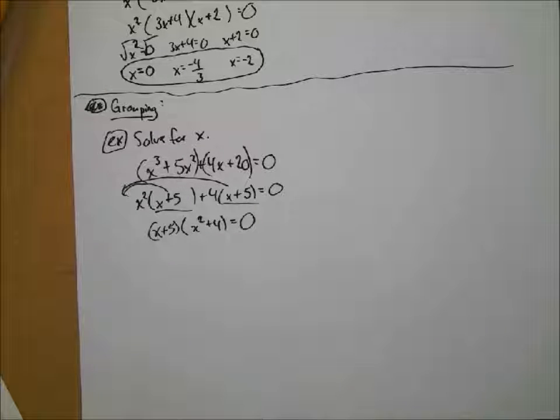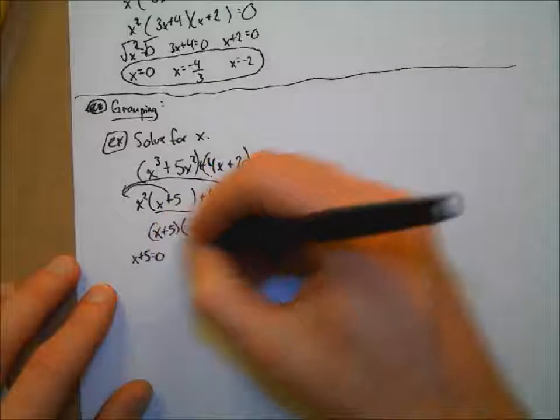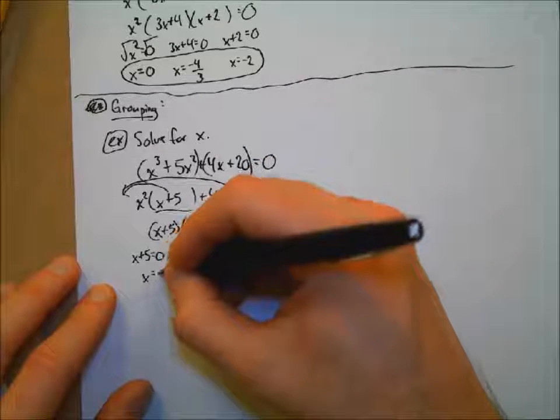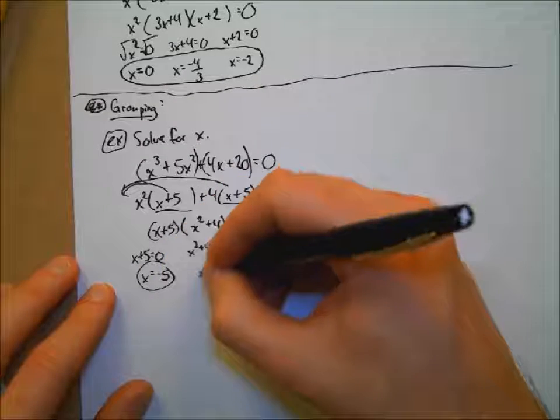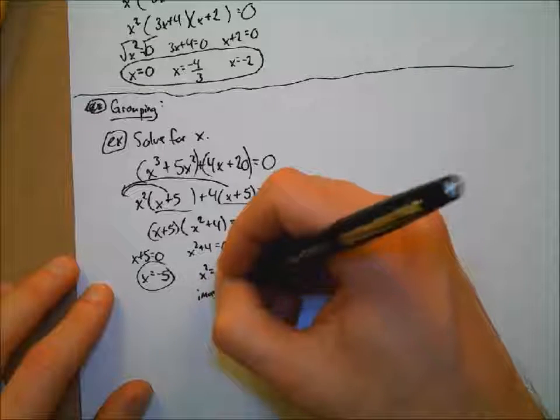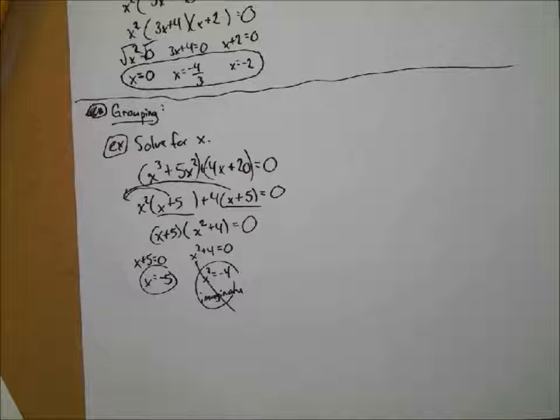And so we result in two things being multiplied, and they're equal to 0. So that means either x plus 5 equals 0, or, oh, sorry, x squared plus 4 equals 0. And so x equals negative 5. Or x squared equals negative 4, which is imaginary. So we can ignore that. If you put x equals plus or minus 2i there, that's not wrong. Okay? But again, we're keeping it real for right now. All right. Questions on that?